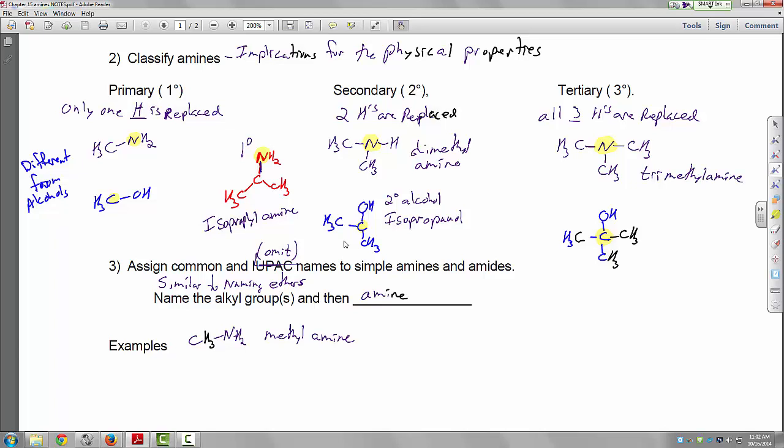What if you had two different types of alkyl groups? So say we had a methyl group attached and an ethyl group. Right, we simply alphabetize them. E comes before M, so this is ethyl, methyl, amine. Another amine you should be familiar with is the one aromatic amine we talked about way back in chapter 11. This is aniline.